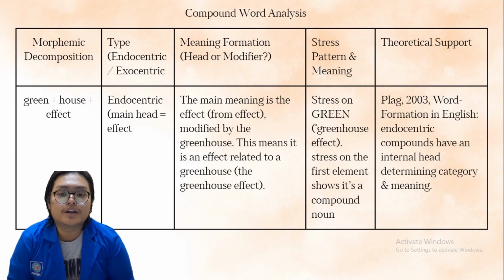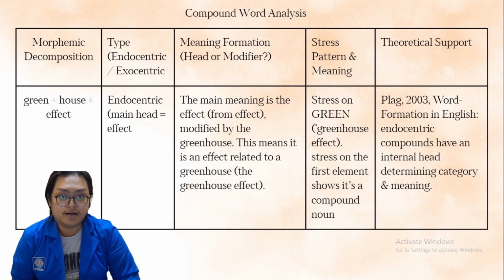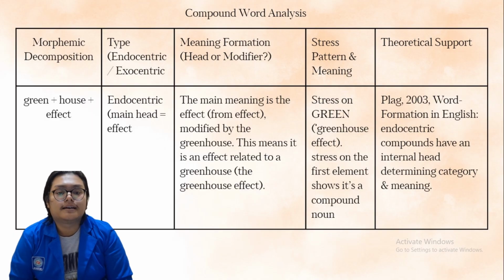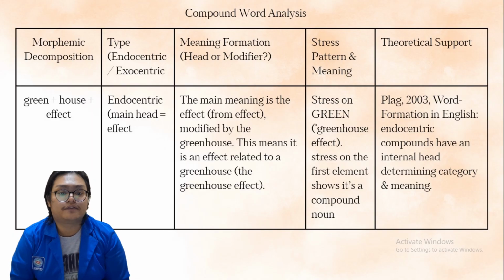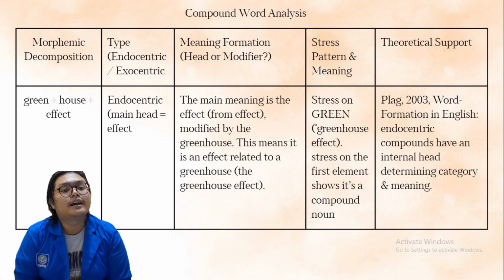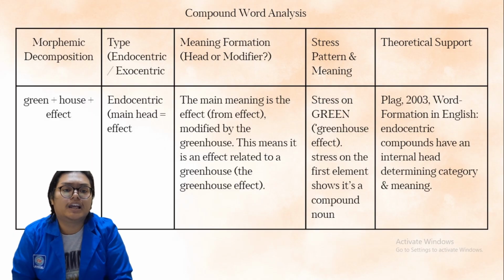It is endocentric. The main head is effect. The main meaning is the effect, modified by the greenhouse. This means it is an effect related to a greenhouse, the greenhouse effect. Where is the stress pattern and the meaning?